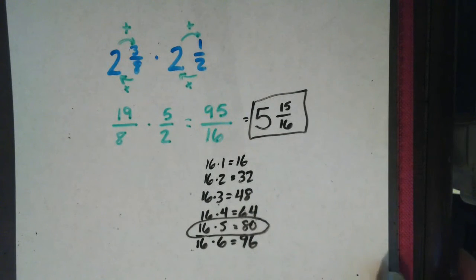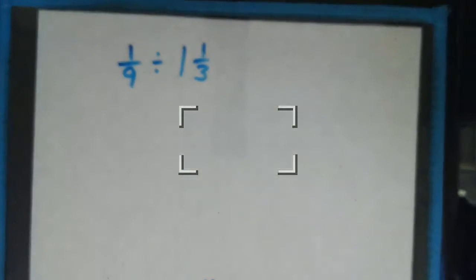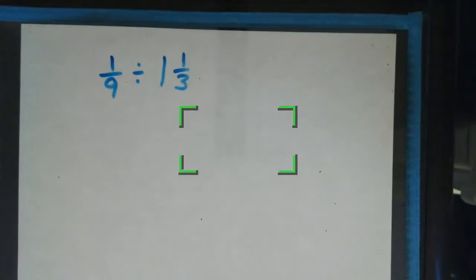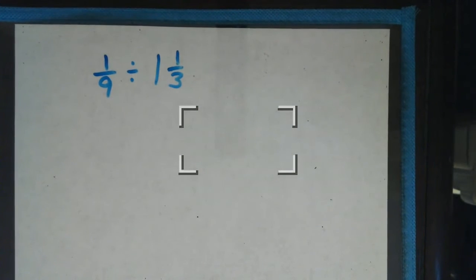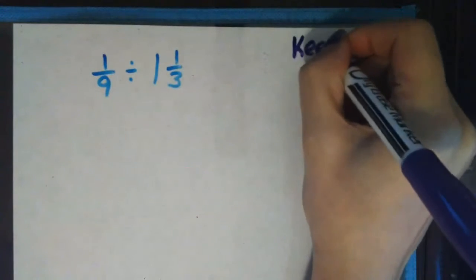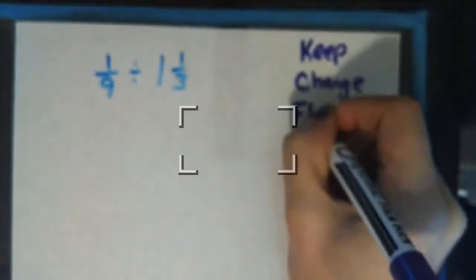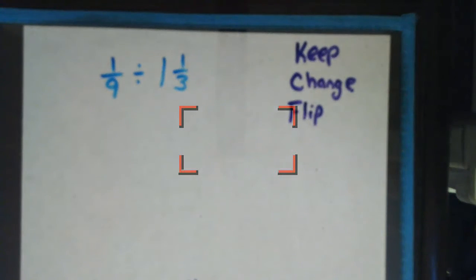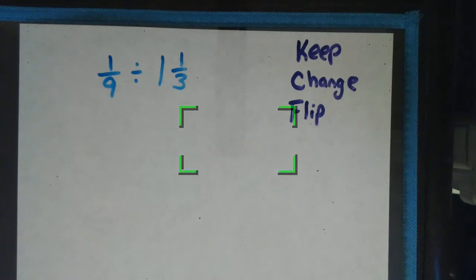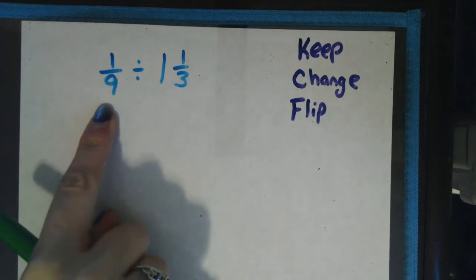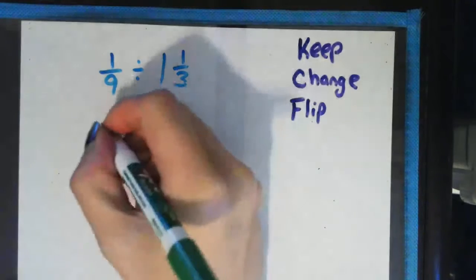We've done the multiplication. Now let's try division. When it comes to dividing mixed numbers, it's very, very similar to multiplying them, but there's one important change. It's called keep, change, flip. It's an easy way to divide fractions. Just like we did before, we're still going to change our mixed numbers into improper fractions. Well, 1/9, that's already a fraction. I don't have to change that. I'm going to leave that.